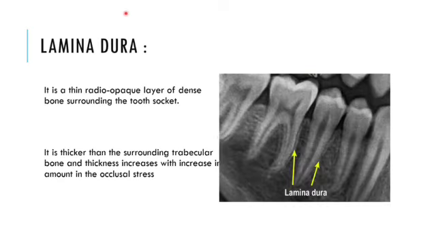Now coming to the supporting structures. First one is lamina dura. Lamina dura is a thin radiopaque layer of dense bone surrounding the tooth socket. It is thicker than the surrounding trabecular bone. So this is the lamina dura. It appears more radiopaque than the surrounding trabecular bone. And the thickness will increase with an increase in the amount of occlusal stress. So a tooth which has more occlusal stress will have a prominent lamina dura.